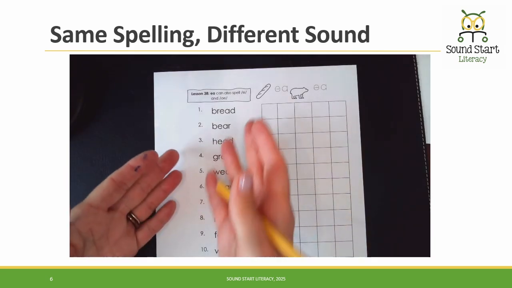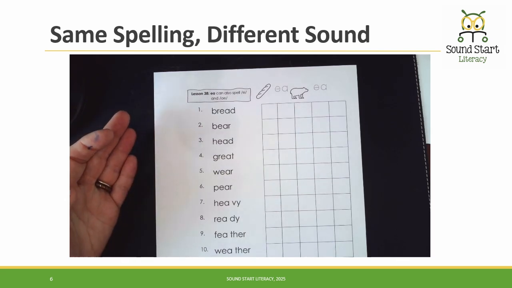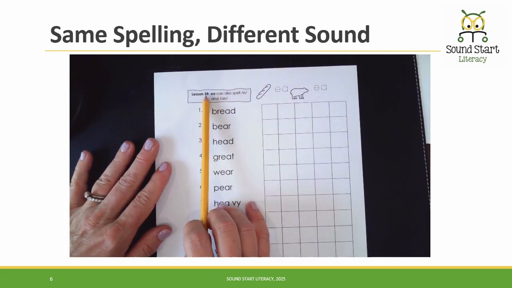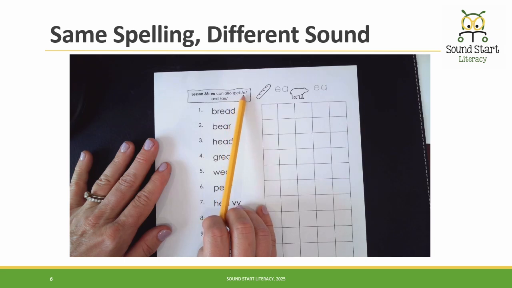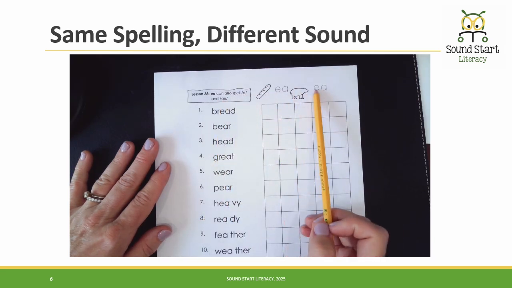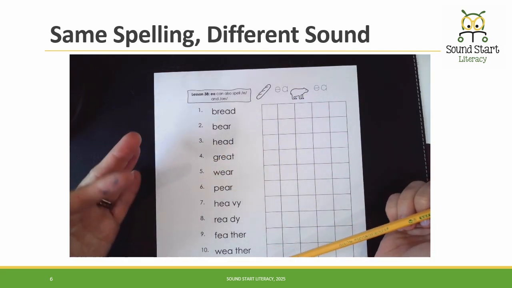And then, of course, once we're reading a word in the context of a story, then that context is also going to help us figure out which of the sounds we want to use. So you could go ahead and teach this. It tells you up here, the EA can also spell E, and it can spell A. So we have the word bread. We have the word bear. So all of these words, it could be E or it could be A.